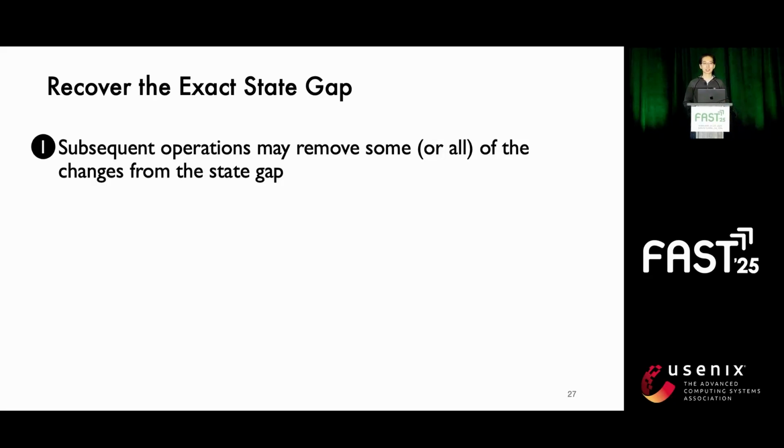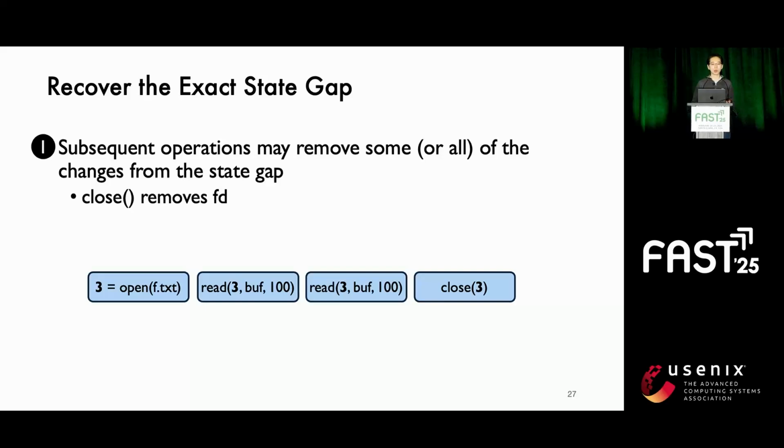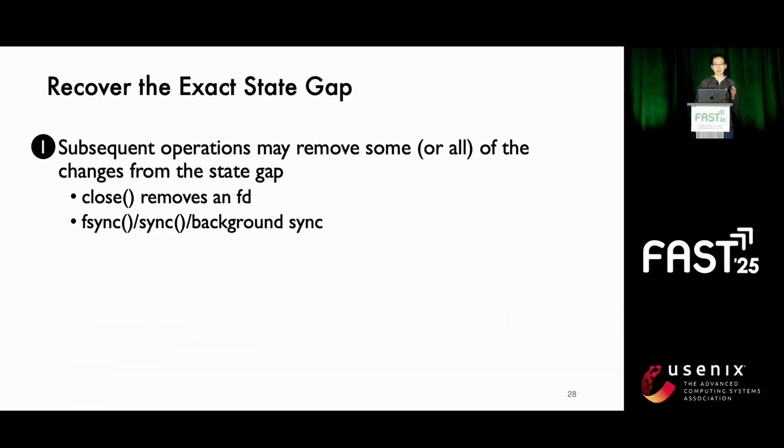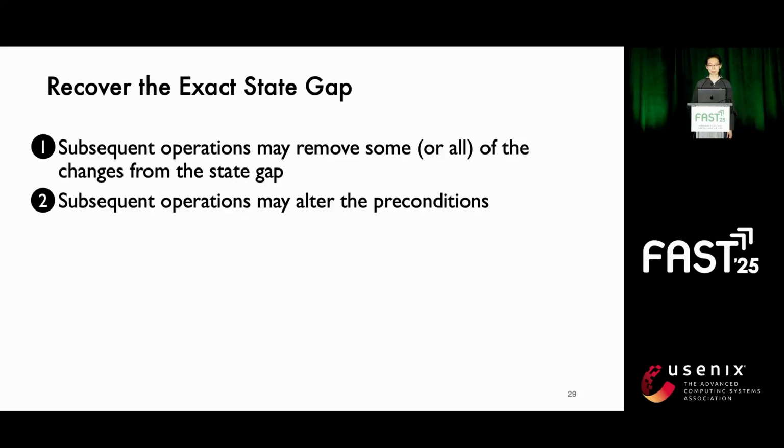The state gap is complicated for two reasons. Firstly, given an operation sequence, the subsequent operation may remove some operations' updates from the state gap, including close and sync. Close removes file descriptors. In this example, a close removes the file descriptor 3, and thus the first 3 operations do not need to be replayed. A sync or background sync makes effects durable, and also removes some operations' updates.